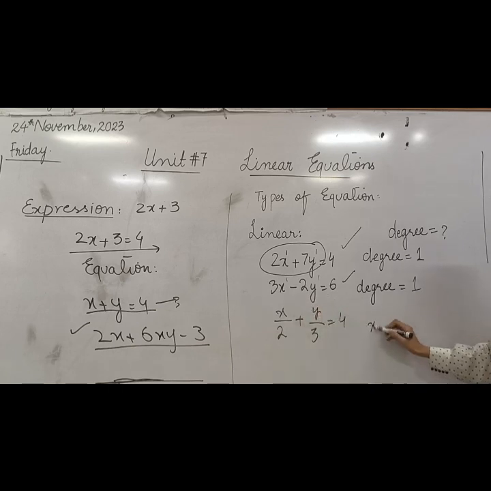If I have xy plus 2x minus 3 is equal to 0, what is the power of variable x? The power of variable x is 1, and the power of variable y is also 1. But they are multiplying each other, and you know according to the laws of exponents, when multiplying we add the powers, so the power will become 2. So in this case the power is not 1, it is greater than 1, and the degree of this equation is 2.